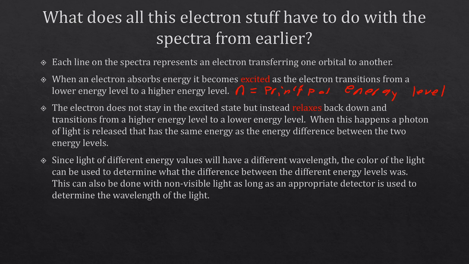Since light of different energy levels is going to have a different wavelength, we can use that color of the light that shows up in that spectrum to determine the difference between the energy levels. We can also do this with non-visible light, as long as we use an appropriate detector to determine the wavelength of light. It'll depend on the transition, what wavelengths of light we see.